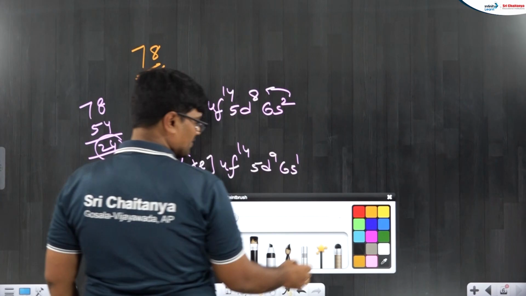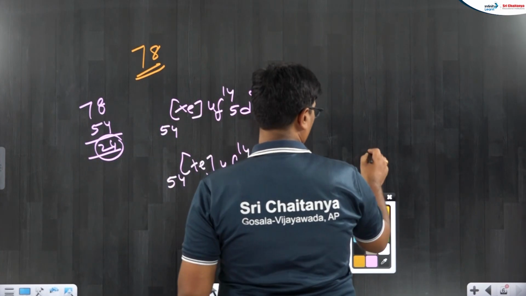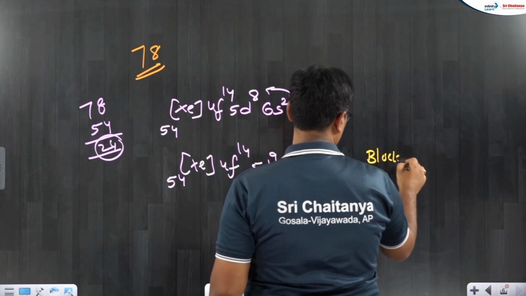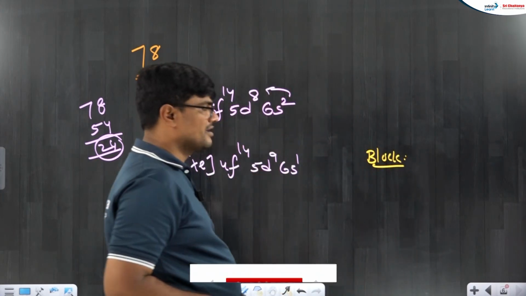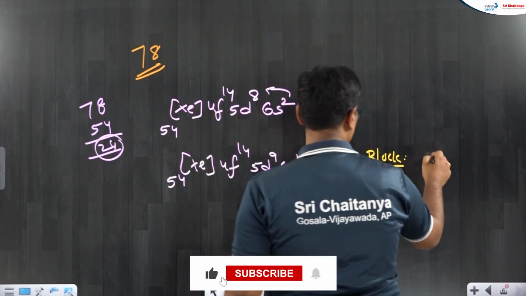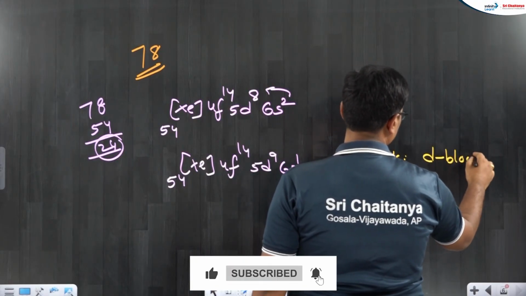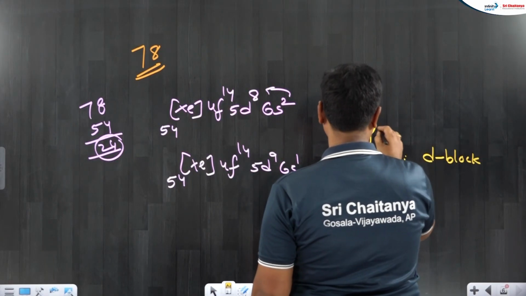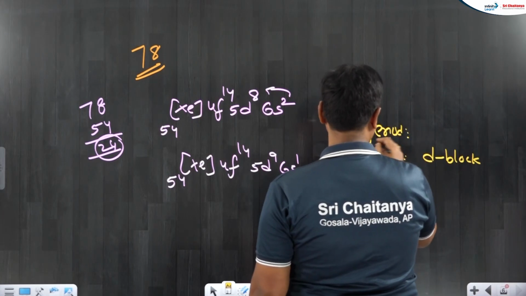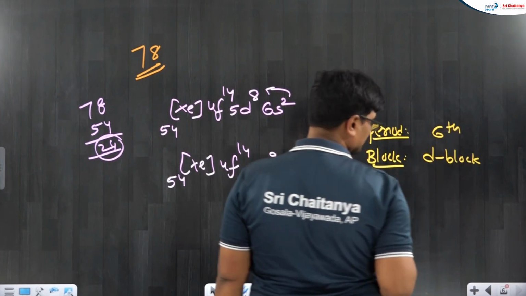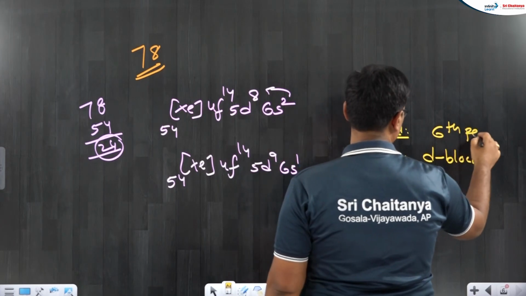Built on xenon, 54. Now tell me, what is the period? What is the block? Just now we have learnt. The last electron enters the d block. Therefore, it is a d block element. And then what is the period? It is the sixth period, because you have to see the maximum n value.